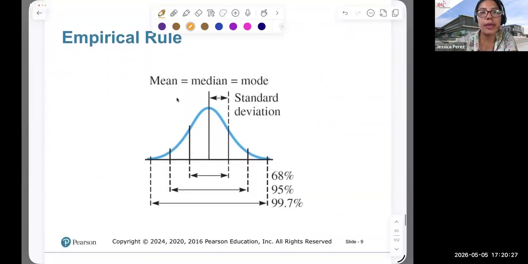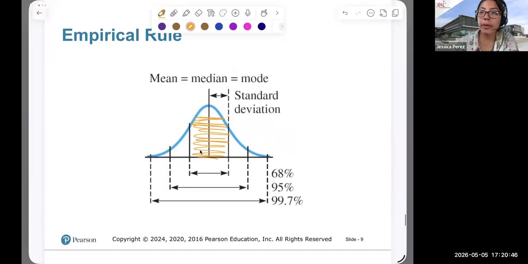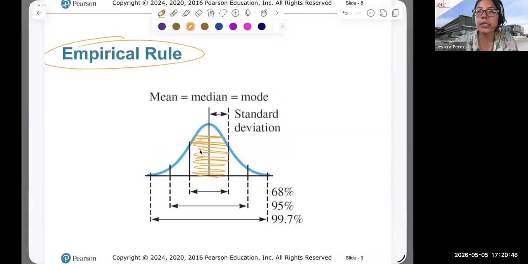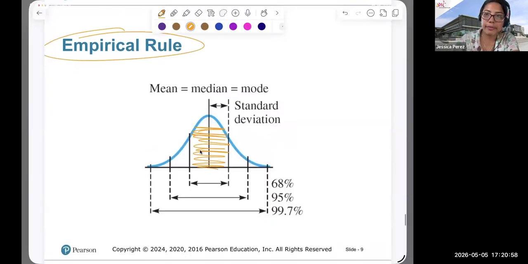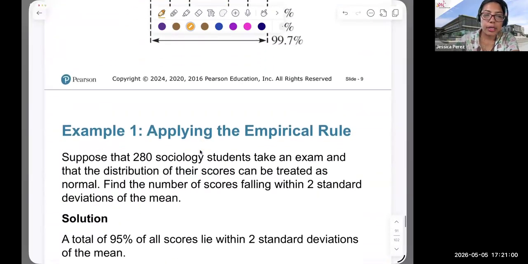So here we have it. The mean is equal to the median is equal to the mode. The distance away from the mean is called your standard deviations away. If you have one, all of this piece is one deviation, and that's cut in half because you have symmetry. So 1 standard, 2 standard, or 3 standard deviations. That is called the empirical rule. So if it's 1 standard deviation away, 68%, 2 standard, 95%, 3 standard, 99.7%. So let's not forget that.